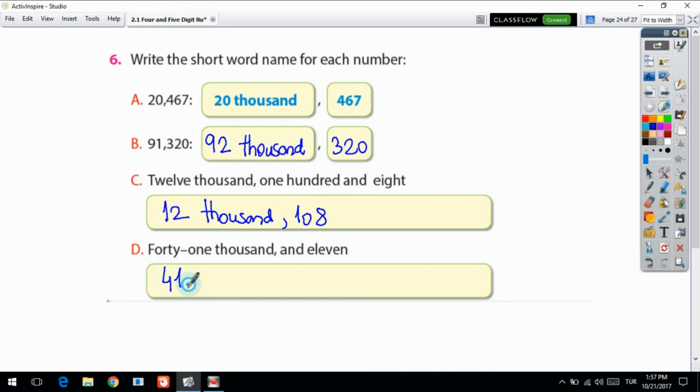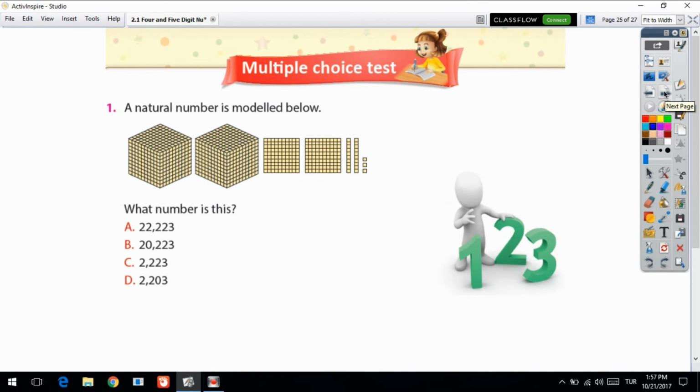Now let's look at another one. 41,000. Sorry, it's my mistake. So 41,000 in words, comma, and 11. So 011. 11 is a 2-digit number, so I need to add an extra 0 in front of this. Okay, so let's continue. Multiple choices test.